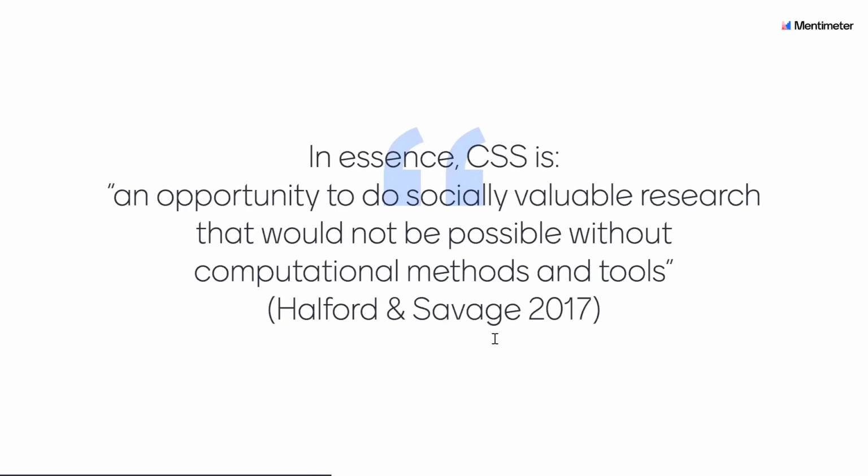Well, okay, hang on. First, a quote. "In essence, computational social science is an opportunity to do socially valuable research that would not be possible without computational methods and tools." So this quote really encapsulates how I think computational social science works. It gives us tools to ask new research questions because we have access to processes and data that we would not otherwise be able to use.